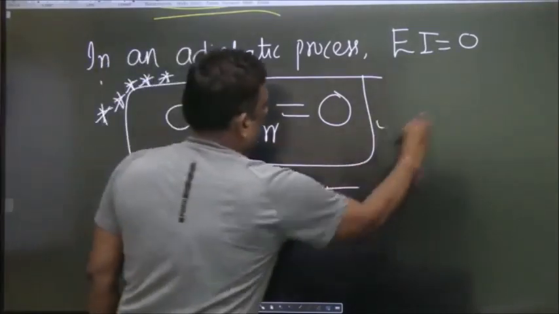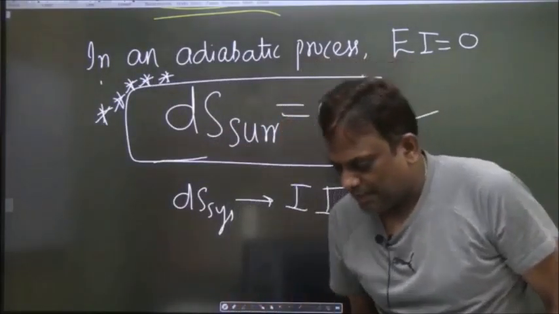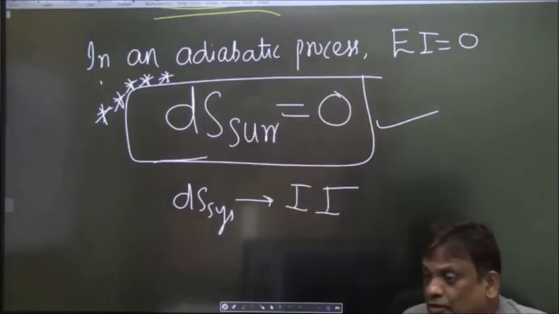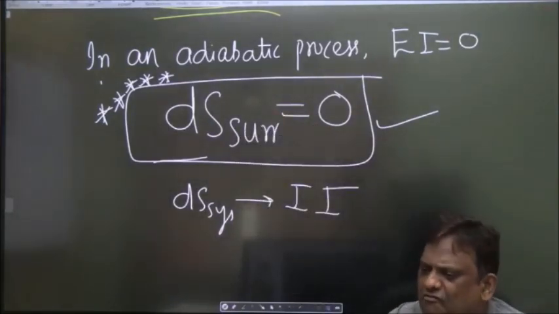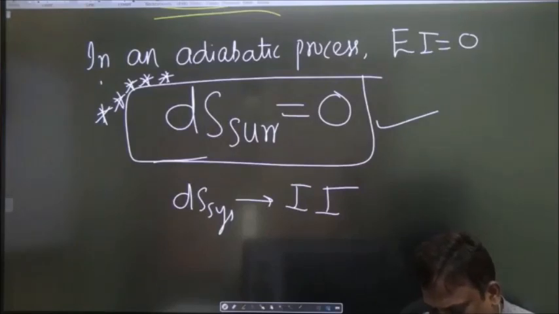Please pay some attention to this. In which process is the surrounding entropy change zero? Very, very important.